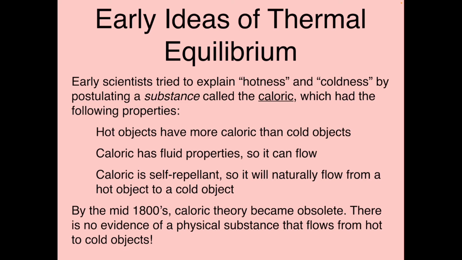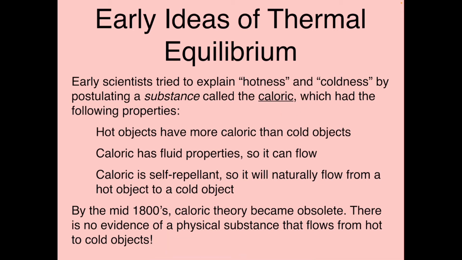How did people try to explain this in the early days of physics? So one idea that was very popular for a long time was something called the caloric. The idea was you can explain how certain objects are hot and other objects are cold by postulating that there is this substance called a caloric. Objects that are hot have a lot of caloric attached to them. Colder objects have less caloric.